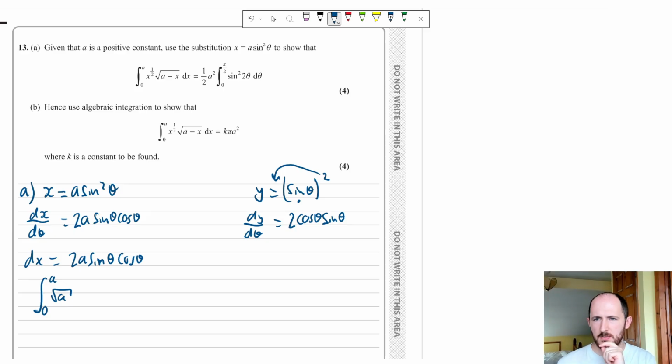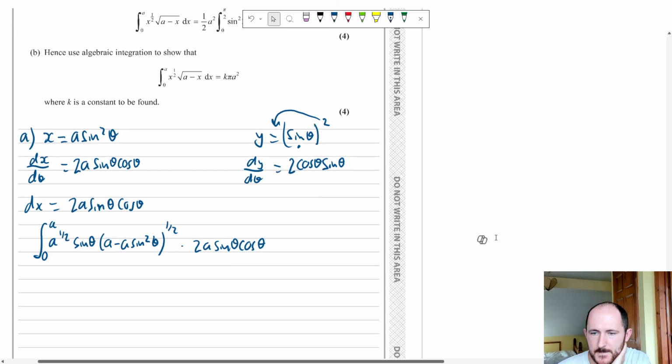Do I want it as square root a or as x to the half? I want to do it as a to the half. Sine theta times, and I'm going to put this as a bracket to the power of half as well. So a minus a sine squared theta to the power of a half. Then it's times by 2a sine theta cos theta. Cool.